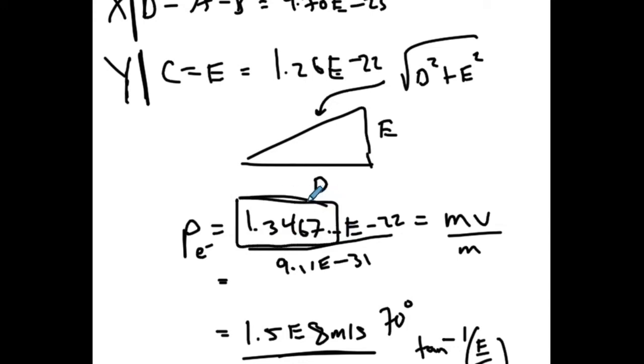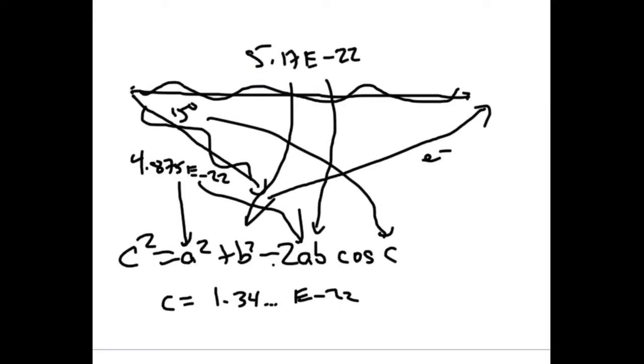My sig digs are a little off because I've been a little lazy in keeping track. You should always use exact numbers in your calculator. But, yeah, there we go. I've now managed to calculate for this side right here. Now, the downside is that if you want to calculate the angle, you have to use the sine law.